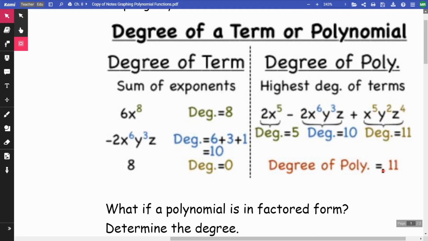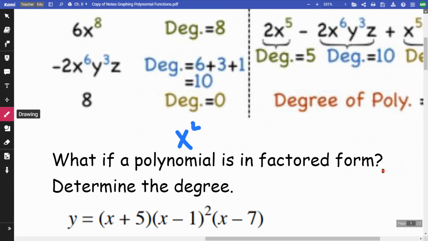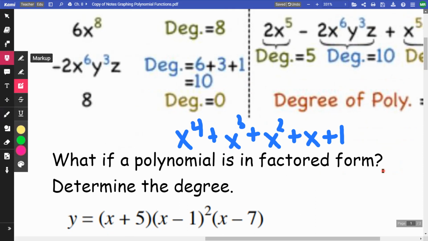Now, that's when it is multiplied out. So just as a quick little example, let's say I have an x to the 4th plus an x to the 3rd plus an x to the 2nd plus an x plus a 1, where we have all of these terms. The term with the biggest power is going to be this term, so that would be degree 4.